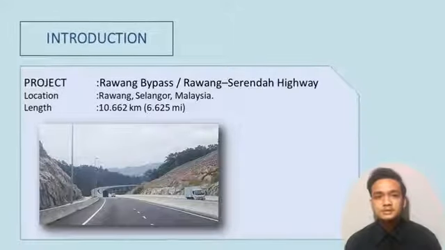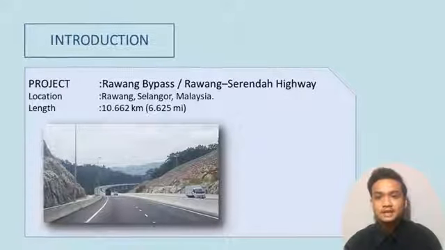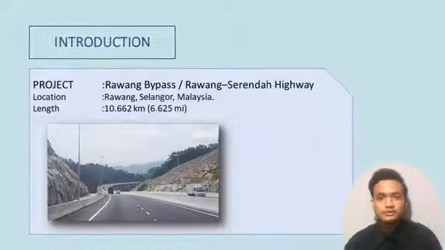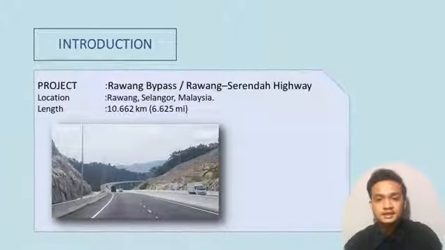So, our group has chosen Rawang Bypass, which is also known as Rawang Serenda Highway in Rawang, Selangor. The 10-kilometer highway was opened to traffic on 28 November 2017 and cost 628 million ringgit Malaysia.